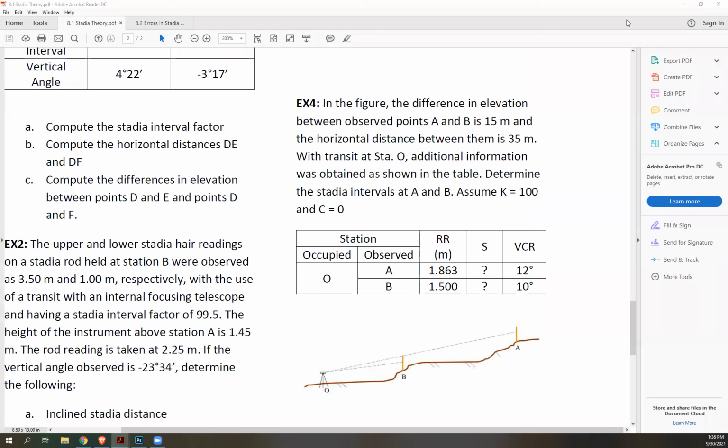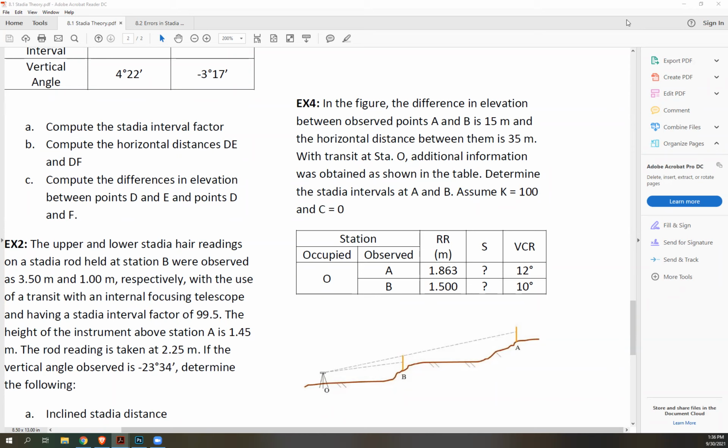In the figure, the difference in elevation between observed points A and B is 15 meters, and the horizontal distance between them is 35. With transit at station O, additional information was obtained as shown in the table. Determine the Stadia intervals at A and B. Assume K is 100 and C is 0.